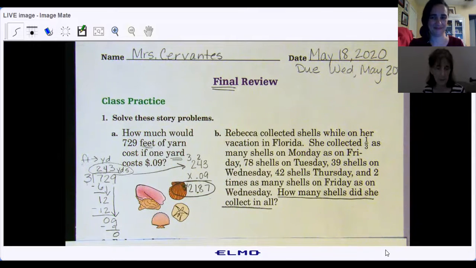Rebecca collected shells while on her vacation in Florida. She collected 1/3 as many shells on Monday as on Friday, and 78 shells on Tuesday, 39 shells on Wednesday, and 42 shells Thursday, and 2 times as many shells on Friday as on Wednesday. How many shells did she collect in all? Very confusing, but you can work it out, I'm sure. All right, let's go to the next one.